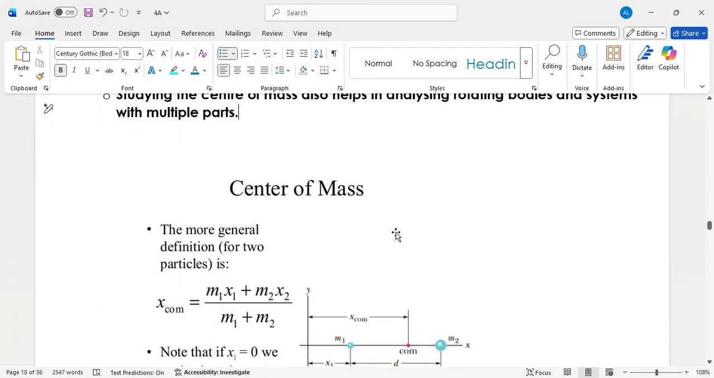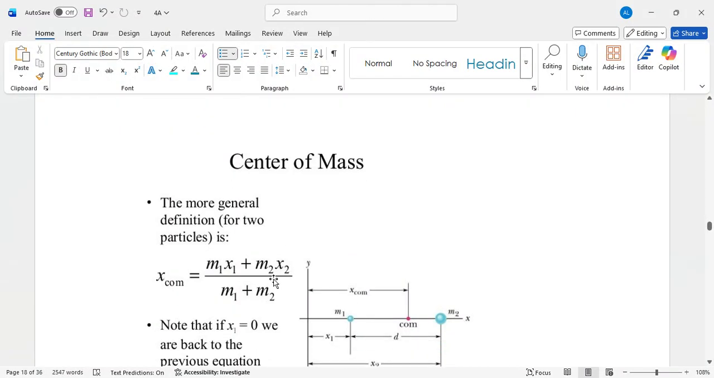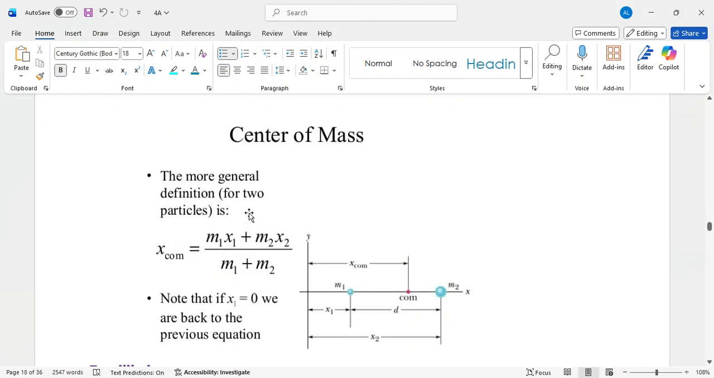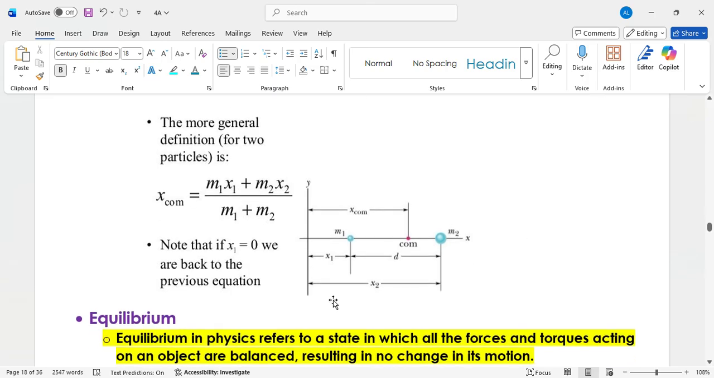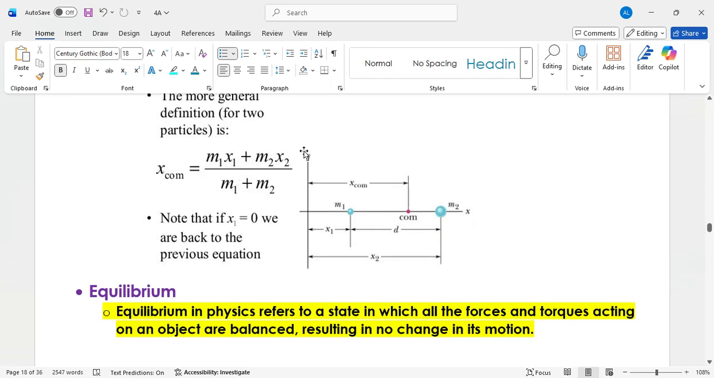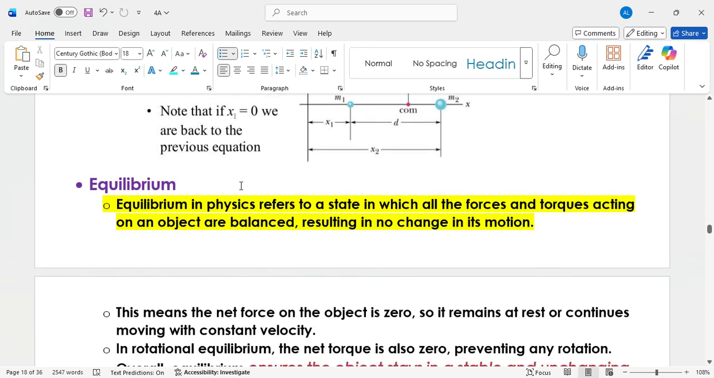Center of mass, the more generalized definition for two particles, right? X, the center, equals m1 x1 plus m2 x2 divided by m1 plus m2, all right? Note that if x1 equals 0, we are back to the previous equation. So this is x, m1, m2. This is d, and this is x1 and x2. So this is the center. Now d will be the displacement, okay? So m1x1 plus m2x2 by m1 plus m2.